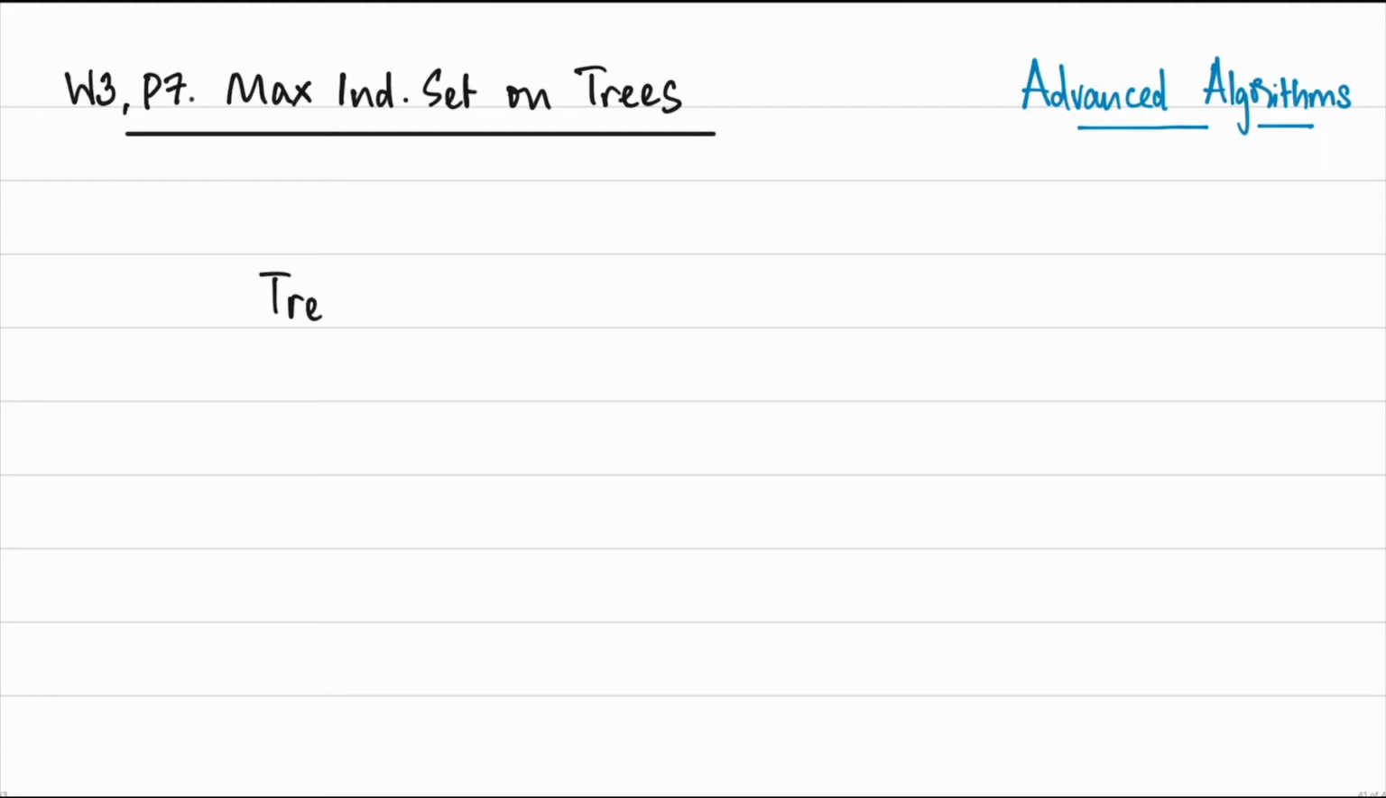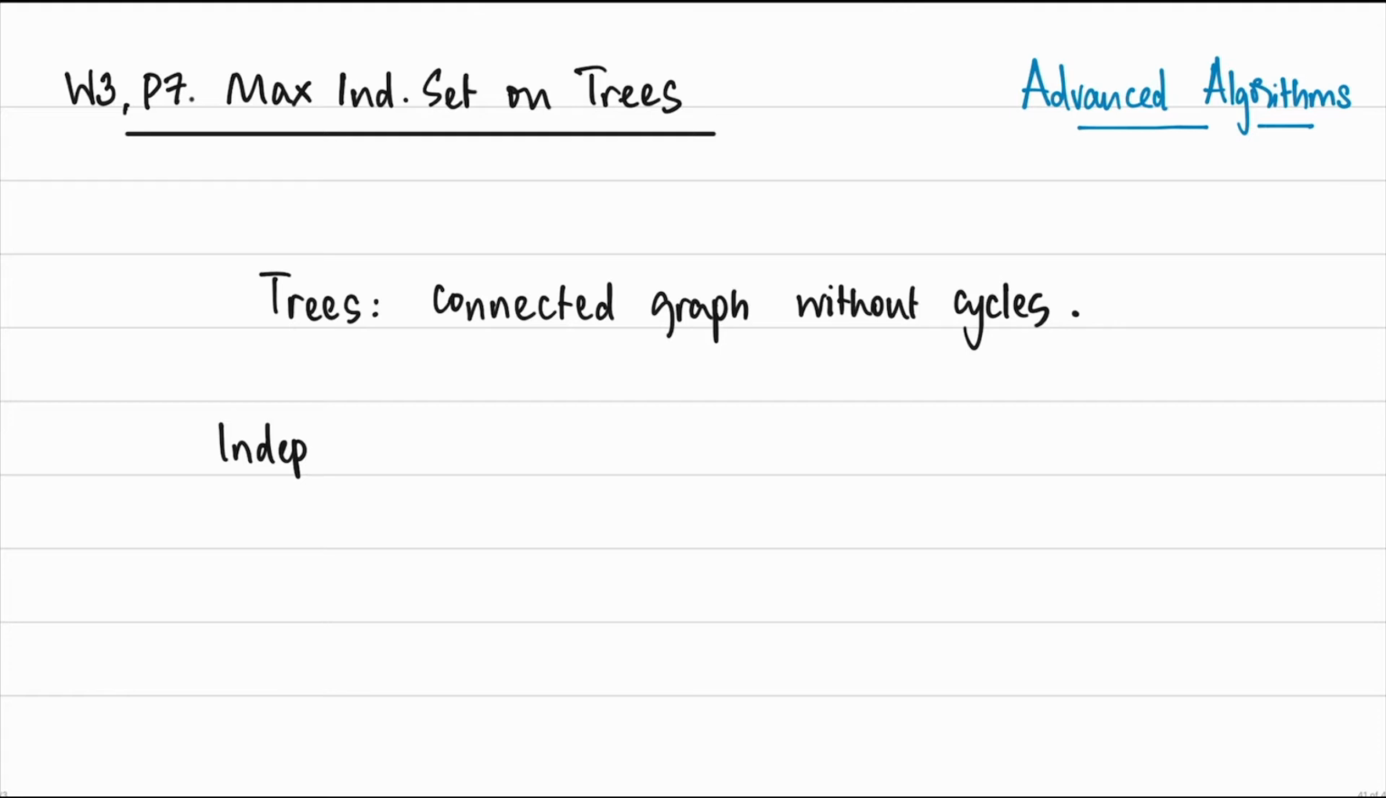So you've probably already encountered trees. In fact, we just talked about binary search trees in the previous video, but those were binary trees and they had keys associated with them, and it's a slightly different setting. In general, in graph theory, a tree is simply a connected graph that does not have any cycles. And the other term that we have in the name of the problem is independent set.